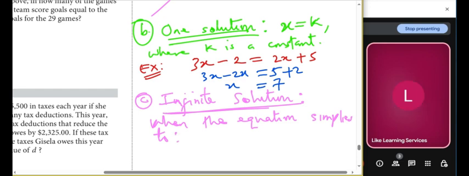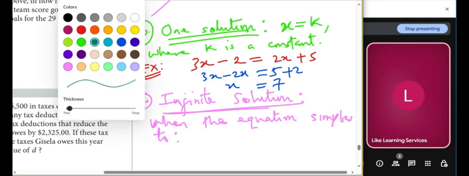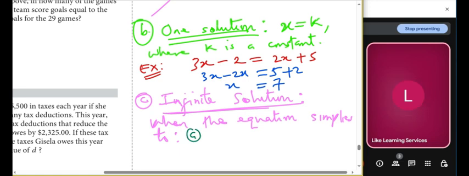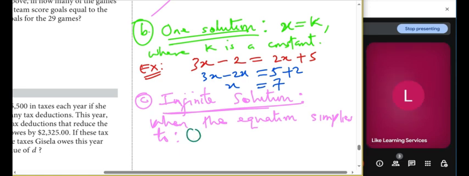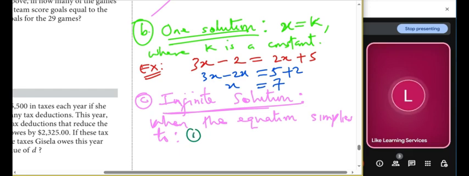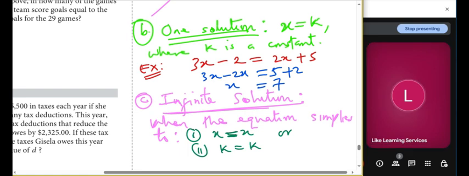Something like this: x equal to x. Or a constant equal to a constant. x equal to x. Or k equal to k, where k is a constant.